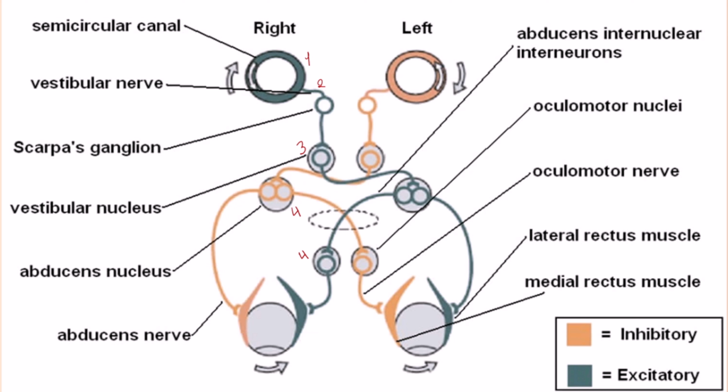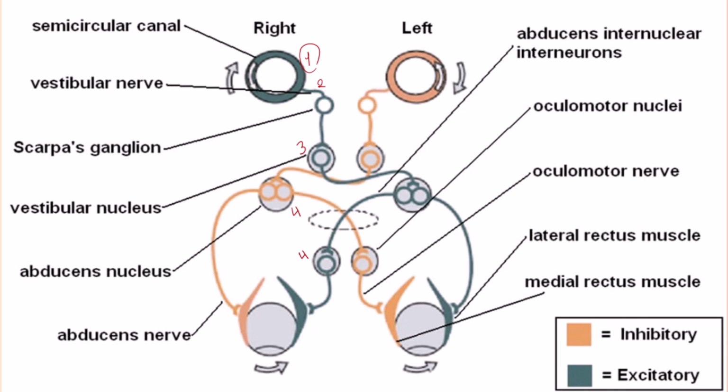It has several steps. The first step, which is coded here with the 1, is the stimulus, which is the head movement. Head movement is detected by semicircular canals of the vestibular apparatus in the inner ear. The semicircular canals are oriented in 3 planes, allowing the detection of the rotational head movement.